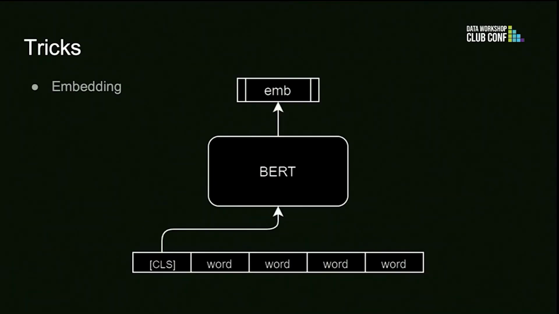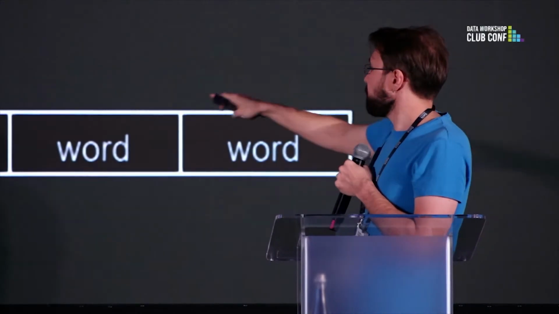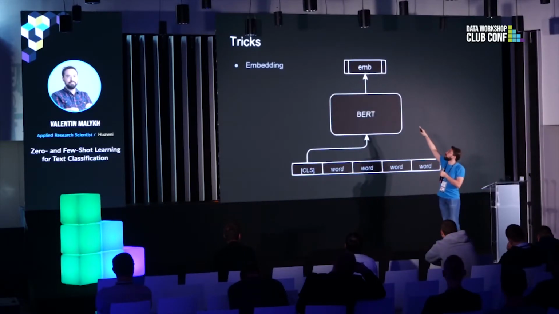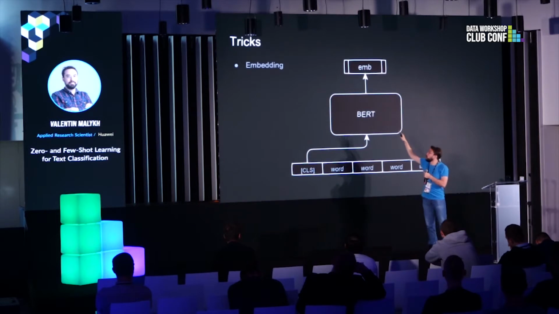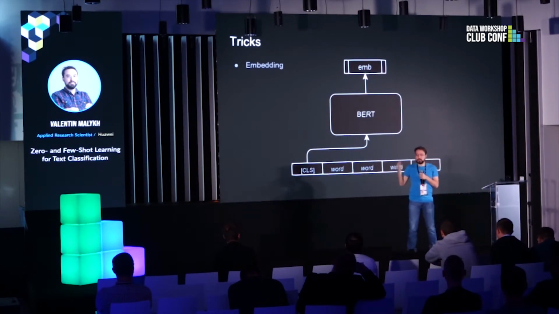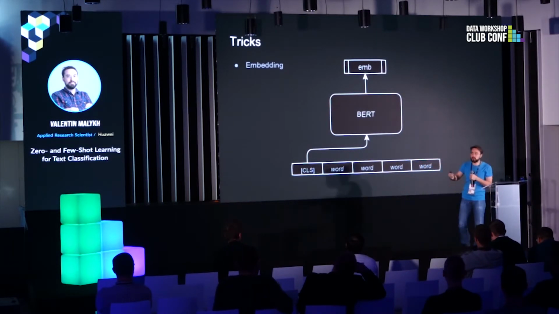And finally, the tricks of what we are actually doing. The first thing is really simple. We have this CLS token I was talking about a few moments ago, and a lot of words afterward. And we use the embedding of the CLS token as the embedding of the whole sentence. This is a sentence representation. And this works because, as you may remember, BERT is really context dependent. It depends on the whole context.